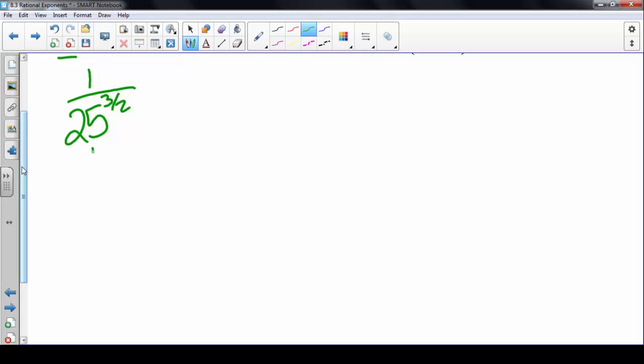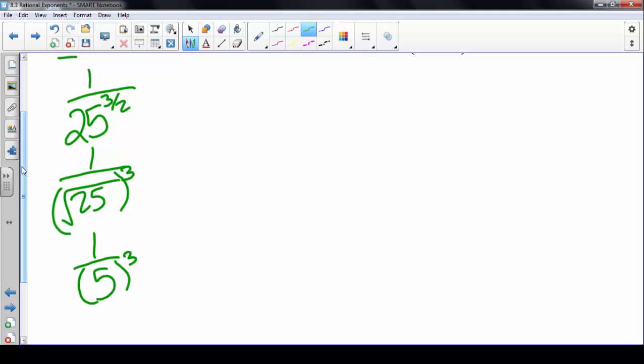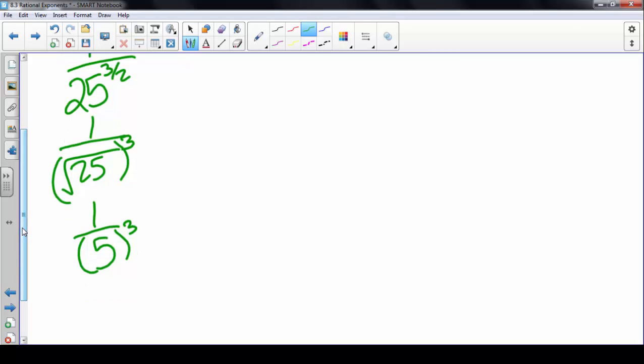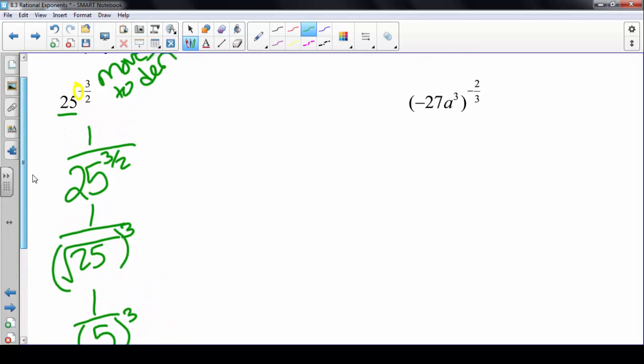So once again, let's look at our roots first. So this is the square root of 25 cubed. Square root of 25 is 5. We still need to cube it. So you get 1 over 125. And now for this next one, once again, we've got this negative exponent, so it just moves this entire base to the denominator. And then that exponent becomes positive.